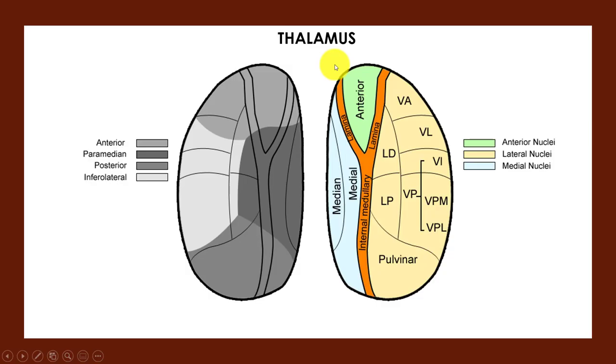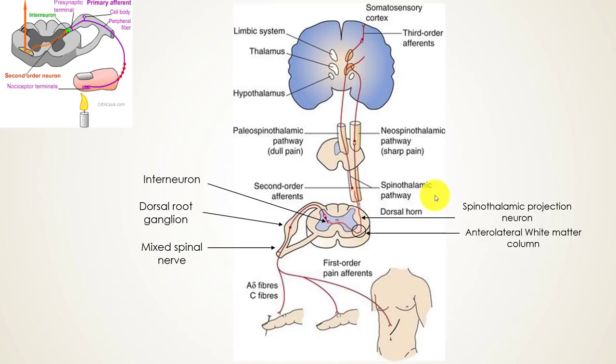The question is, into which specific thalamic nuclei do the axons of these spinothalamic projection neurons actually go, right? See, actually we have two nuclei. One is the ventroposterolateral nucleus, which is abbreviated to VPL, and the other nucleus is the ventroposteromedial nucleus, which is abbreviated to VPM. Left spinothalamic tracts are coming into the left VPM and left VPL nuclei. Right spinothalamic tracts are coming into the right VPM and right VPL nuclei.